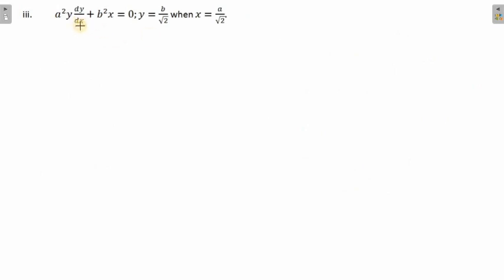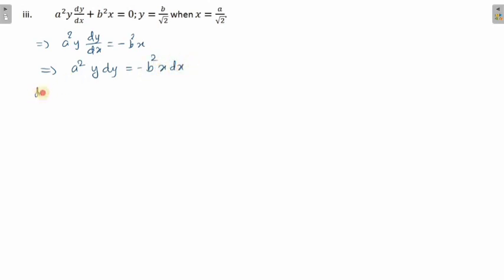Okay, so let's take this question now. So this is given to us. From here, let me first take this b squared x to the right hand side. So you get a squared y dy by dx equals −b squared x. Now separate the variables. So you have a squared y dy, bring this dx out here, you get −b squared x dx.